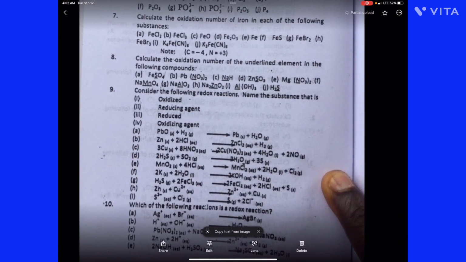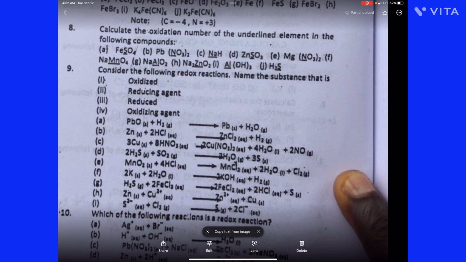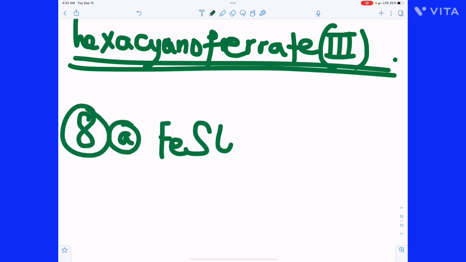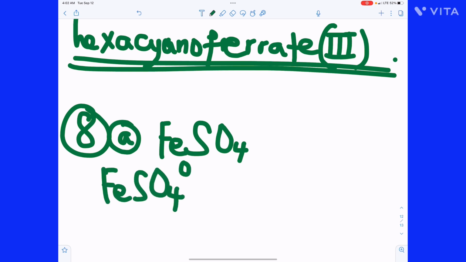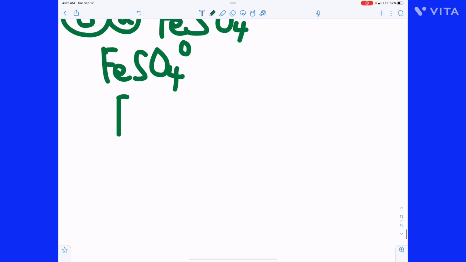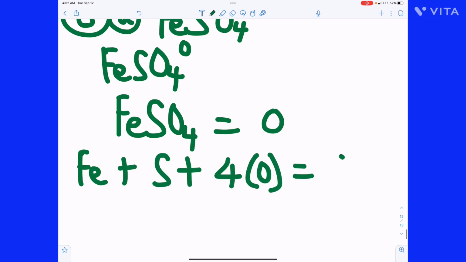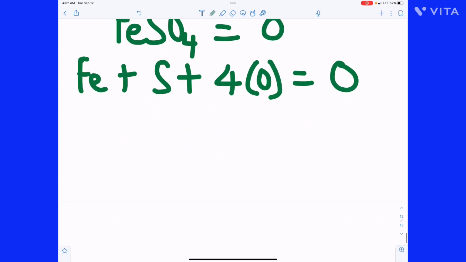Let's go to number 8. We have to calculate the oxidation number of the underlined element in the following compounds. FeSO4. FeSO4 has a charge of 0 on the compound. If you put the charge of iron together with that of sulfur and that of 4 oxygens, you should get a total of 0. Iron is plus 2 here.